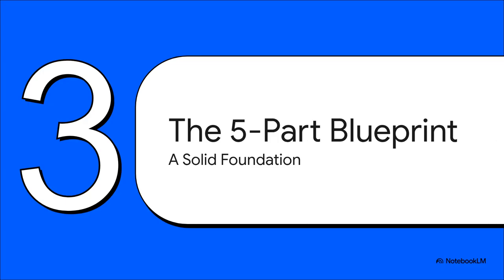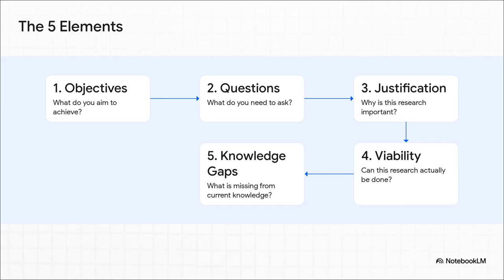All right, let's get to the heart of it. How do you actually build one of these research problems? We're going to use a 5-part blueprint that gives you a rock-solid foundation for any kind of investigation. Think of it like this. There are 5 essential pillars. First, you've got to know what you want to achieve, your objectives. Then you need to ask the right questions. After that, you have to prove why it's even important to ask them. Then comes the reality check. Can you actually do it? And finally, you figure out where your work fits in by finding the gaps in what's already known.